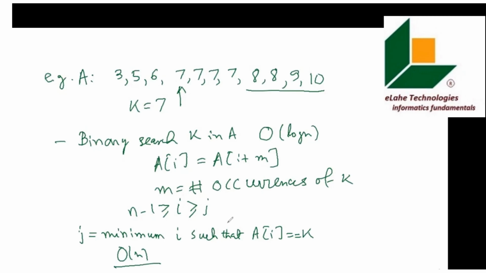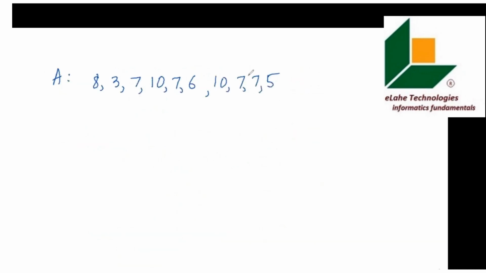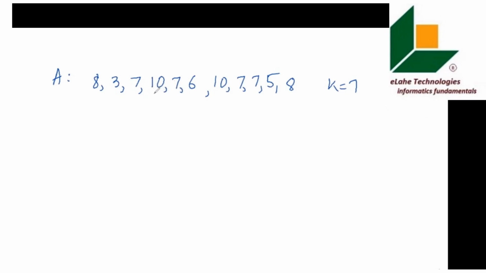The next part of the question was, what happens if A is unsorted? So suppose K is 7, but this time, because the array is unsorted, the 7s are not huddled up together, they are scattered. So one option could be that we just scan through the array and keep removing the 7s as they occur.